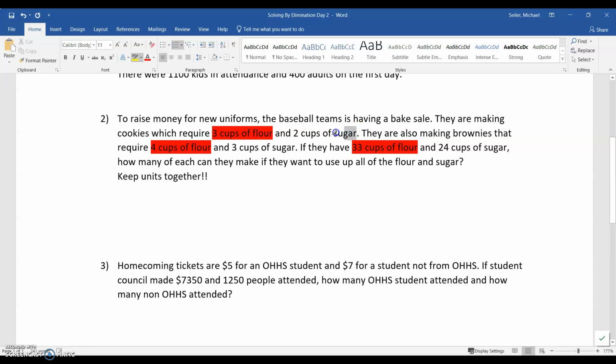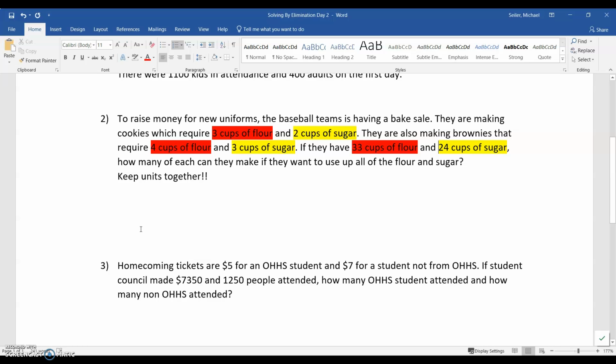Our other ingredient, our other unit, is going to be sugar. I've got 2 cups of sugar here. I've got 3 cups of sugar here. And I've got 24 cups of sugar altogether. So this one's a little bit easier than the first one, in that we do have the 6 numbers. We just have to know where the numbers go together and how to set them up.